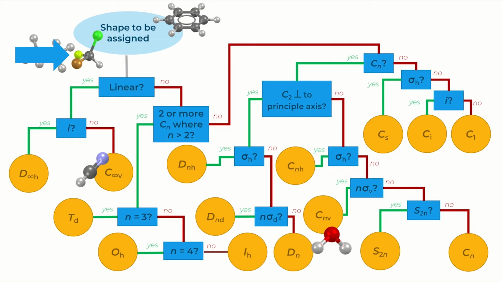How about bromochlorofluoromethane next? Like we said earlier, it has no symmetry elements other than the identity, so this is nice and simple. We just follow all the no's until we reach C1. Now let's work out ethane.